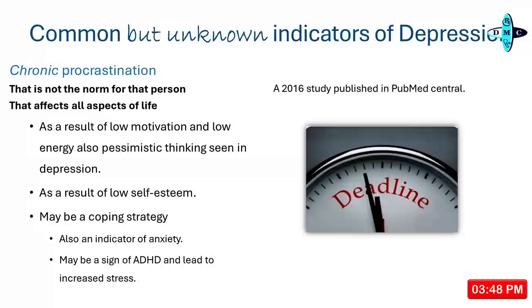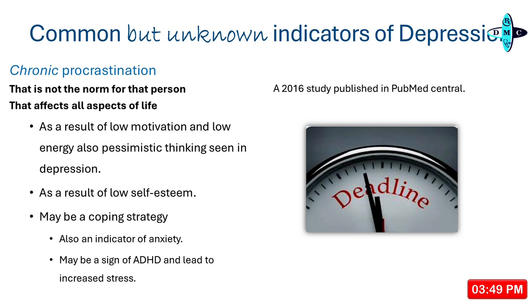So let's get to the crux of today's presentation. Common but unknown indicators. What are these common but unknown indicators? Chronic procrastination. So I use the word chronic. So if you're procrastinating about something and you're not generally a procrastinator, doesn't mean you have anything wrong with you. But when you find that it's how you cope generally with everything, it's affecting every aspect of your life. At home, you procrastinate. At work, you procrastinate. With your kids, you procrastinate. Then you might need to look a bit deeper. It might be more than just procrastination.